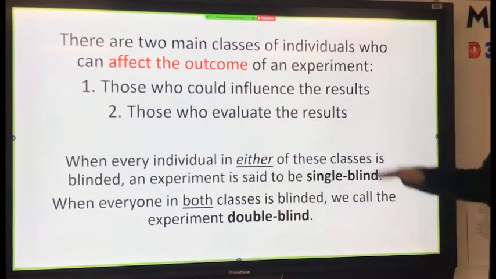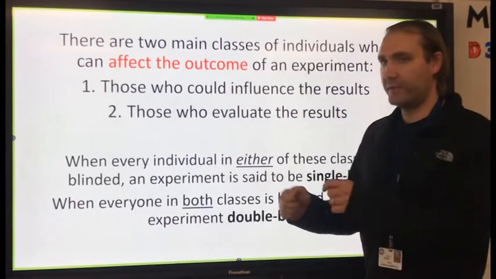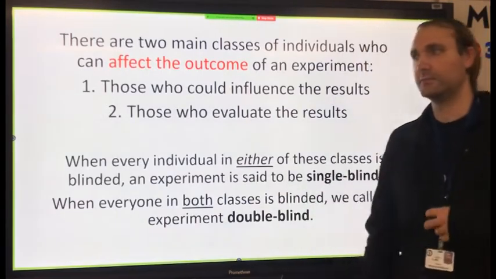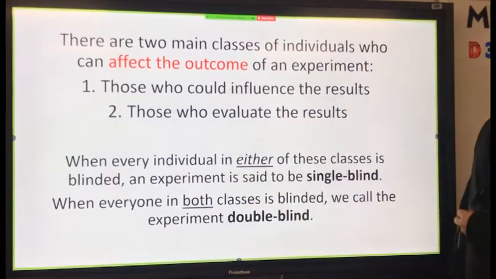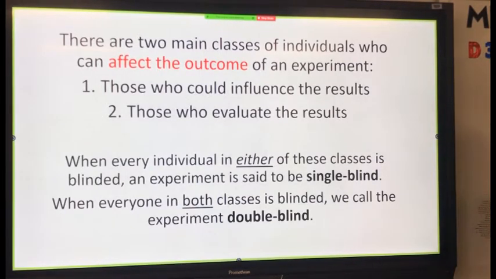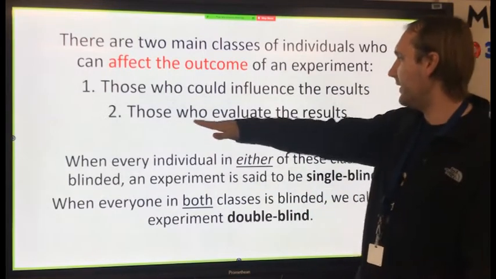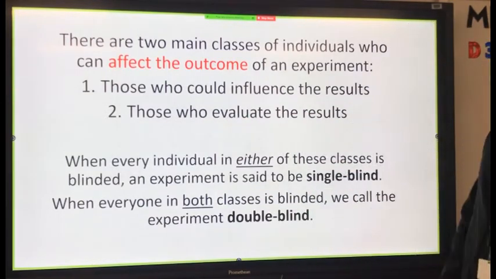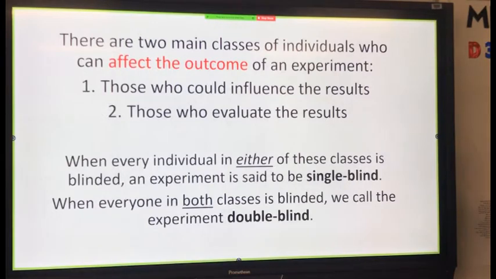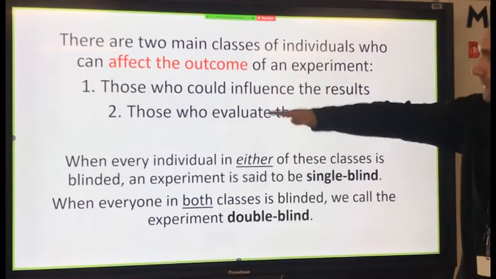And those who evaluate the results. So somebody could say, ooh, I'm going to sway these results to lean towards milk chocolate cake. However you can manipulate. When every individual in either of these classes is blinded, an experiment is said to be single blind. So if I chose just to blind the evaluators, that's a single blind. When everyone in both classes is blinded, we call this a double blind. So both of these people are blind.